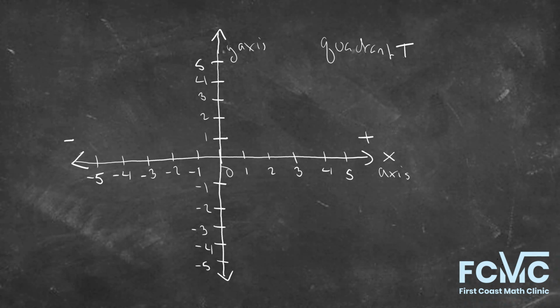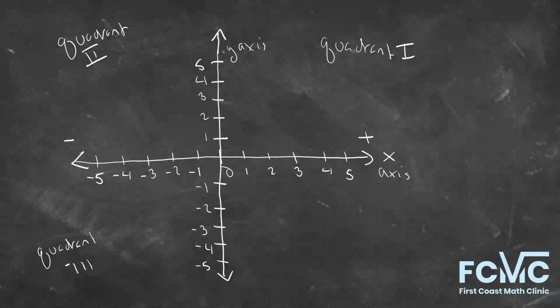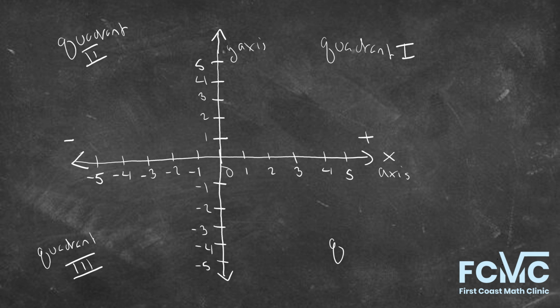We use Roman numerals to number our quadrants. So top right is quadrant 1. Then we move counterclockwise. So quadrant 2 is top left. Quadrant 3 is bottom left. And then quadrant 4. We'll start putting some points on this coordinate plane.